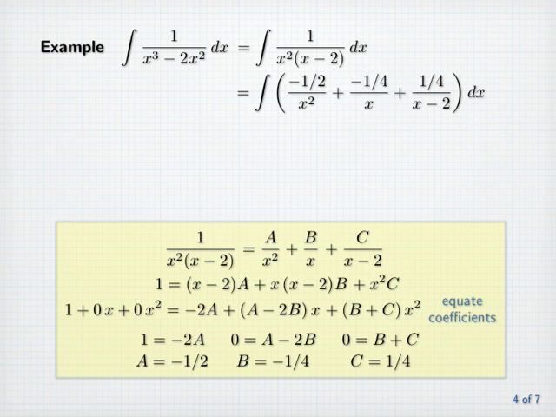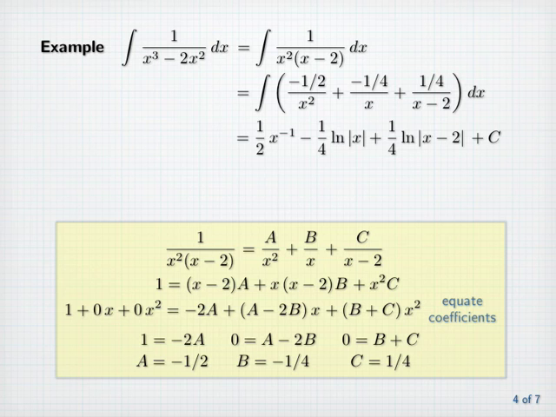Now we integrate the first term there using the power rule. It's minus 1/2 times x to the minus 2, so we end up getting plus 1/2 times x to the minus 1. The second term gives us minus 1/4 times the natural log of absolute value of x, and the third term gives us plus 1/4 times the natural log of the absolute value of x minus 2. And we add our constant c, and we've got our indefinite integral.